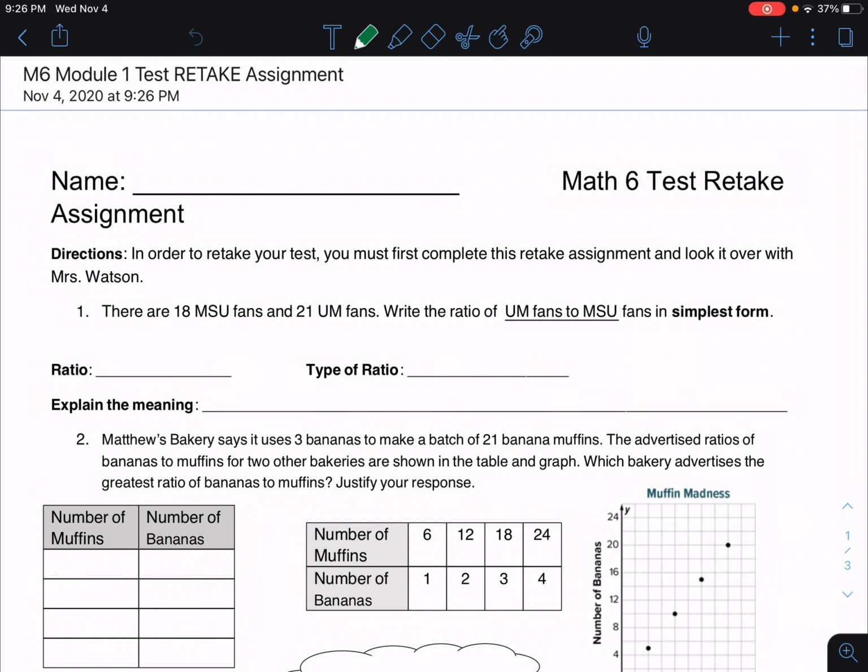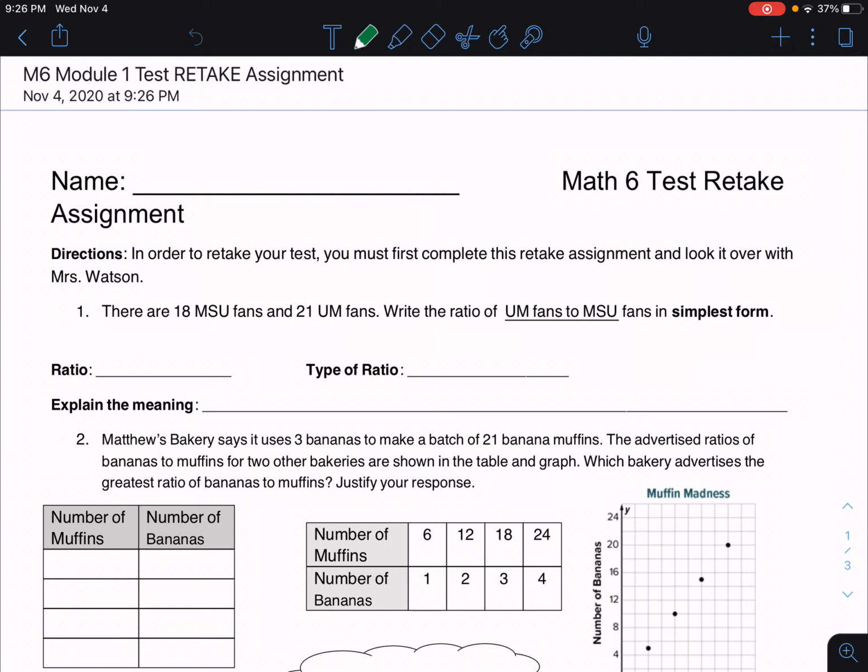Hey everyone, today I'm going to be going over your Math 6 test retake assignment. In order to retake your test, you have to first complete this assignment and look it over with me and make sure that you're understanding everything and you're ready for your retake, because we don't want to go into our retake not having prepared.